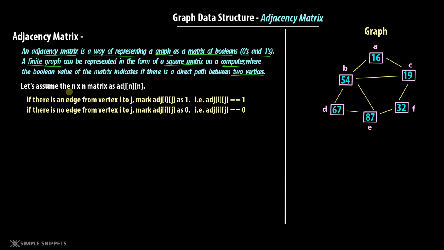So let's assume there is a matrix of n cross n. Now when you come across this word matrix in computer science, generally it means a 2D array. So a 2D array also represents a matrix. Mathematically you can call it a matrix, but when it comes to computers, when you're using certain data structures, we use a 2D array. So let's name that ADJ or A, adjacent n cross n. So this is an n cross n 2D matrix, that is a 2D array.